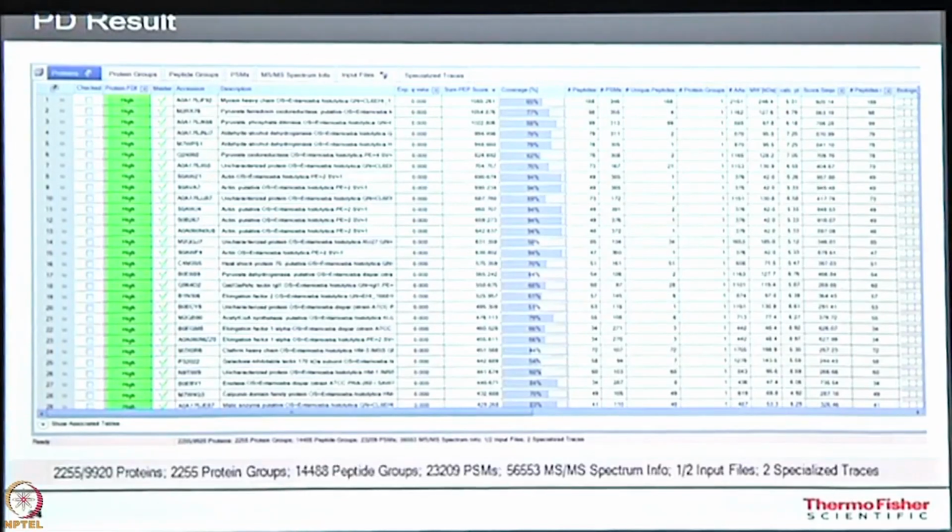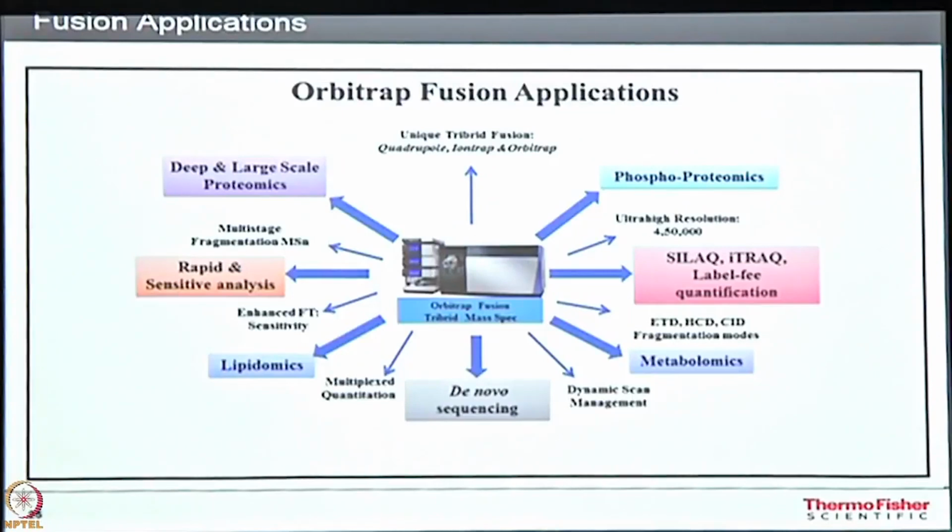Here we have identified almost 2255 protein groups. From that data set it has extracted this many MS/MS spectra, which when matched against the database give this many, 23,000 PSMs, and out of these PSMs we get 2255 protein groups. Right now I am talking about identification, just how to do it.